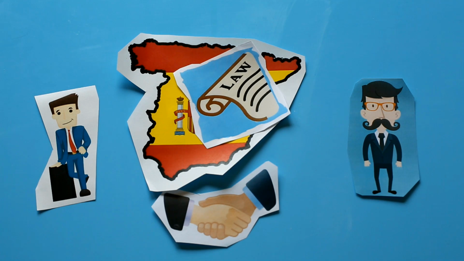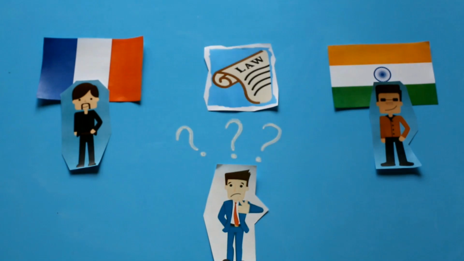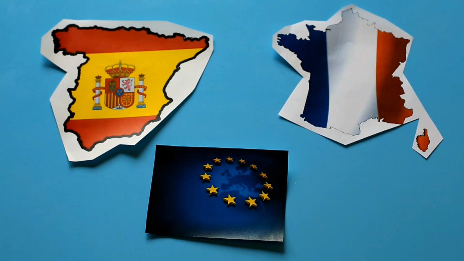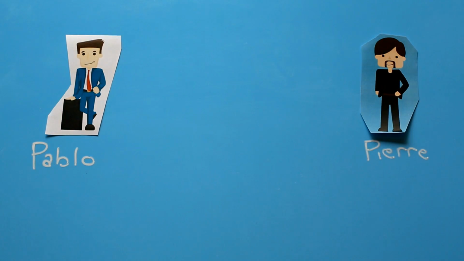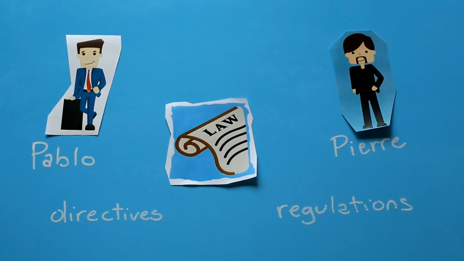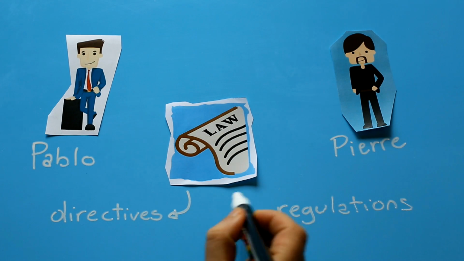But what does he have to do with the other 2 sellers? Which law will regulate those deals? When it comes to dealing with Pierre, Pablo should remember that Spain and France are both member states of the European Union. So, the agreement between them can be regulated by European directives and regulations.